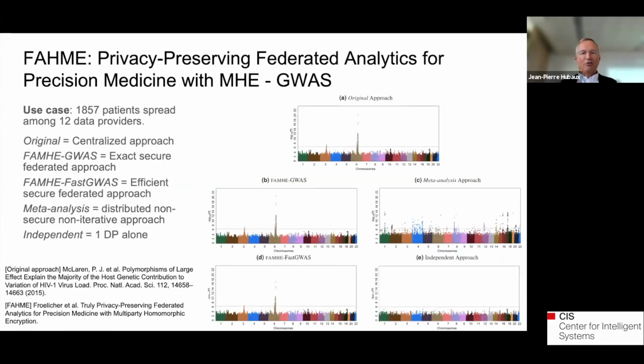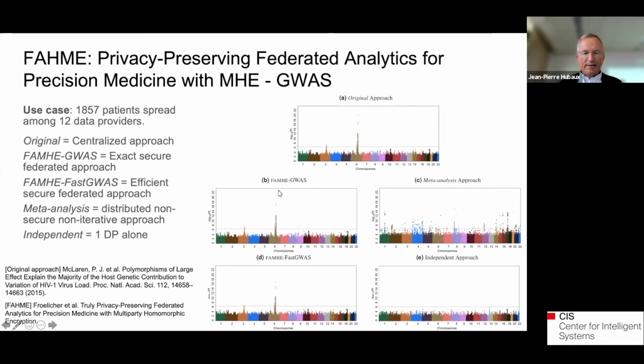Another thing we did was a GWAS, Genome-Wide Association Study, because this is way more involved in terms of the amount of data that has to come into the computation. So here in A, you see the original approach. You see the various chromosomes, and this is essentially a representation of the p-value, so how much influence a given human variant has on a given phenotype or condition. In this case, it was for HIV.